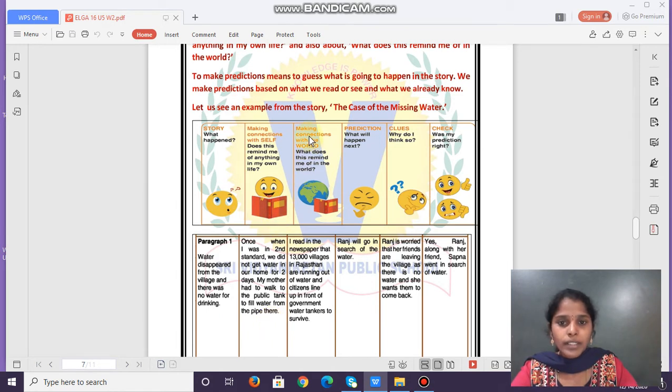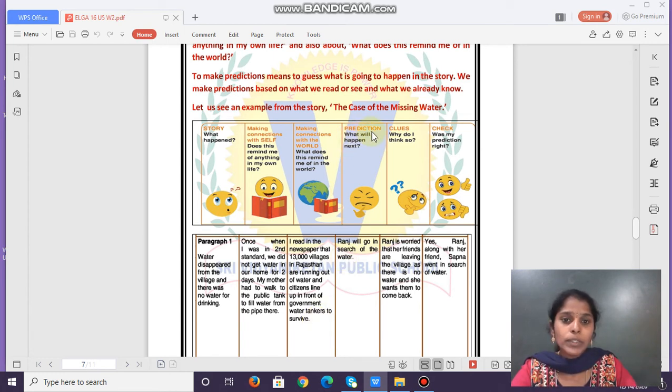Now making a connection with the world. What does this remind me of in the world? I read in the newspapers that 13,000 villages in Rajasthan are running out of water and citizens line up in front of government water tankers to survive. Here, around 13,000 villages in Rajasthan are still running without water.